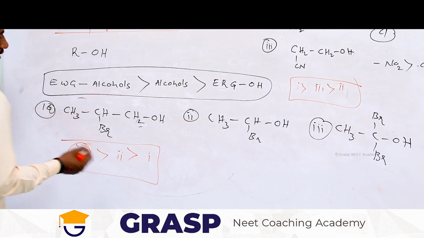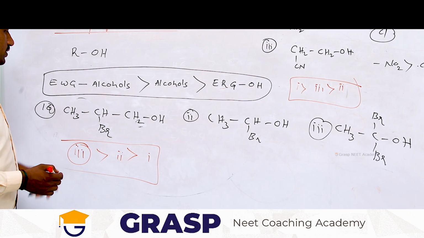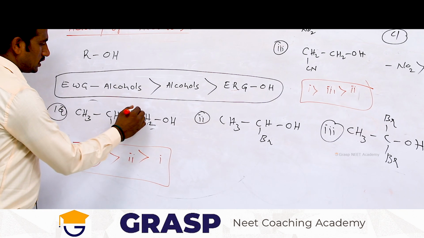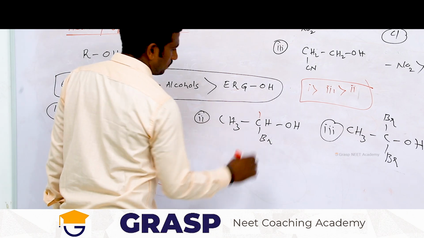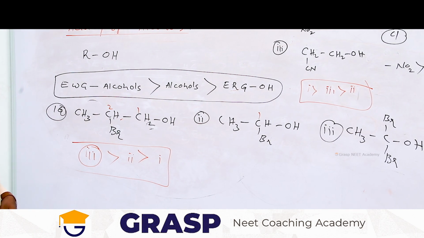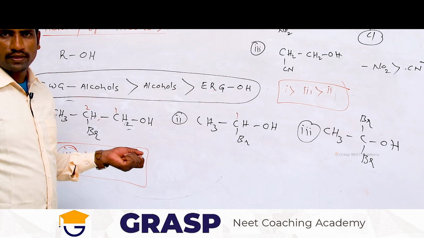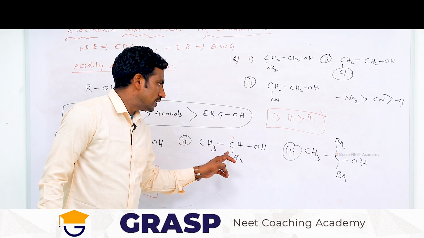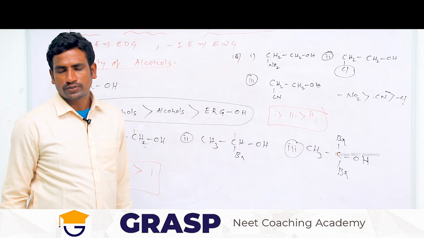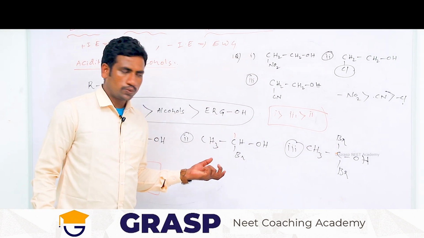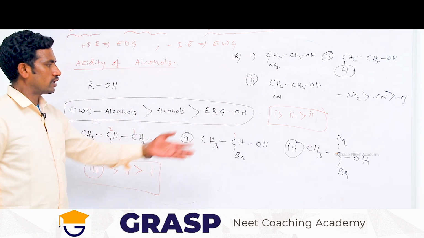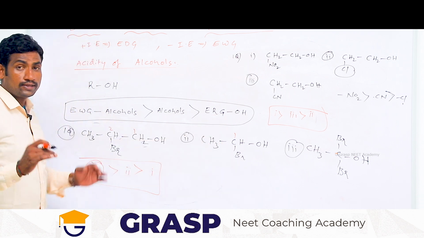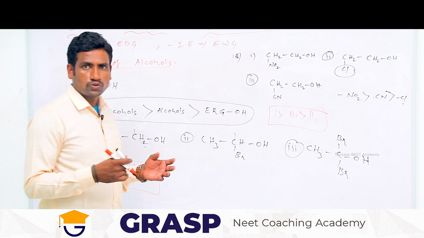So why is it in this order? Distance also operates here. In the first case, bromine is attached at the second carbon, while in the other, bromine is attached at the first carbon, near the OH group attached carbon. So near to the OH group, the withdrawing power is more. That is the order you can write. The third is more acidic because there are two withdrawing groups. With more withdrawing groups, acidity is also more.